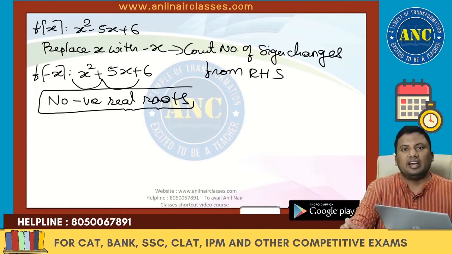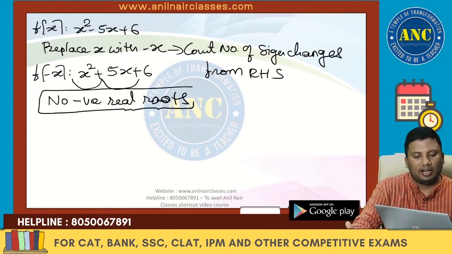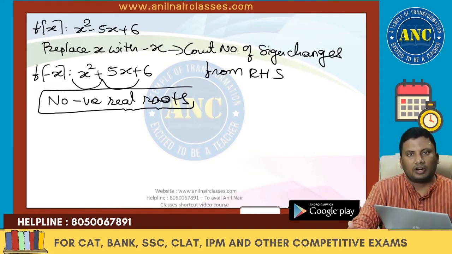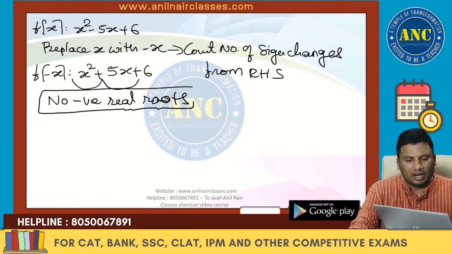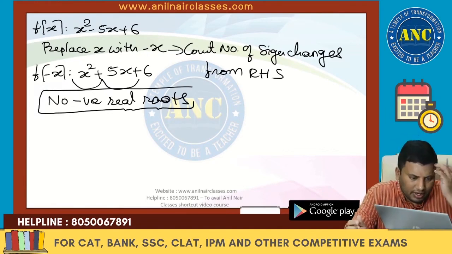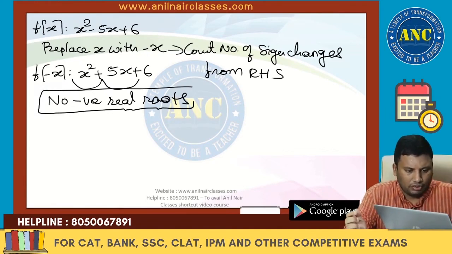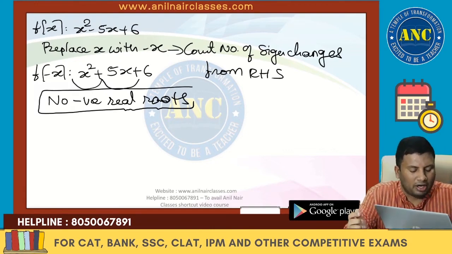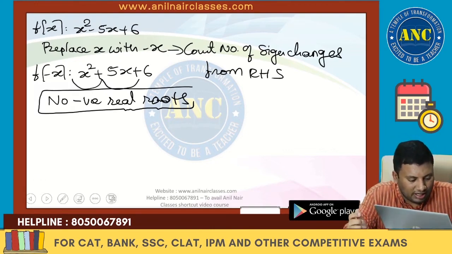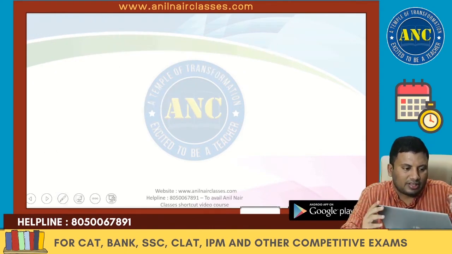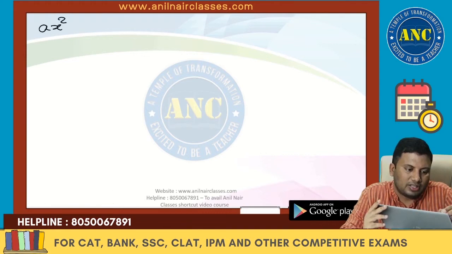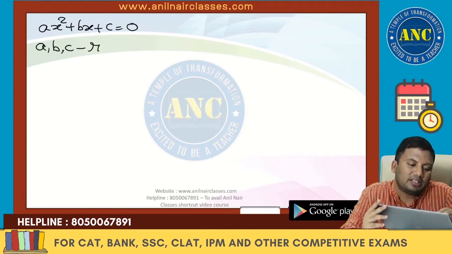I hope it is clear. There are no negative real roots. Now if you see here, this point is clear. Higher polynomials also we can use this for. Next one: ax square plus bx plus c equivalent to 0, only when a, b, c are rational.